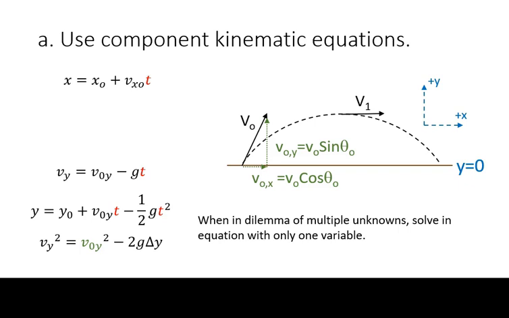When trying to solve for where the shell was fired from, we quickly realize we have multiple unknowns. We need to know the time, but the equations that include time have other unknowns. A strategy is to keep trying and look for a formula where there is only one unknown. In this case, the last equation has only one unknown.